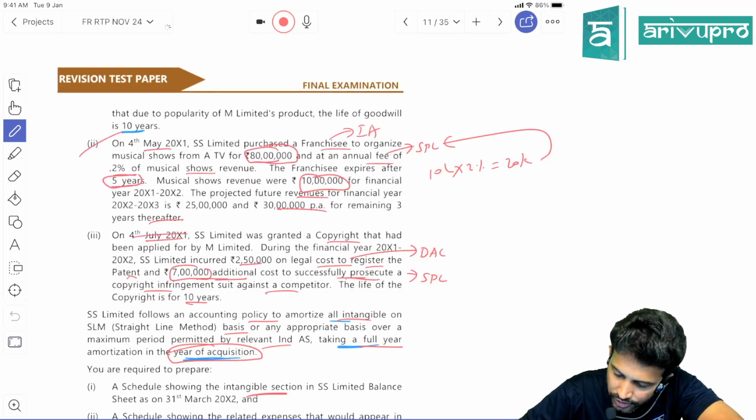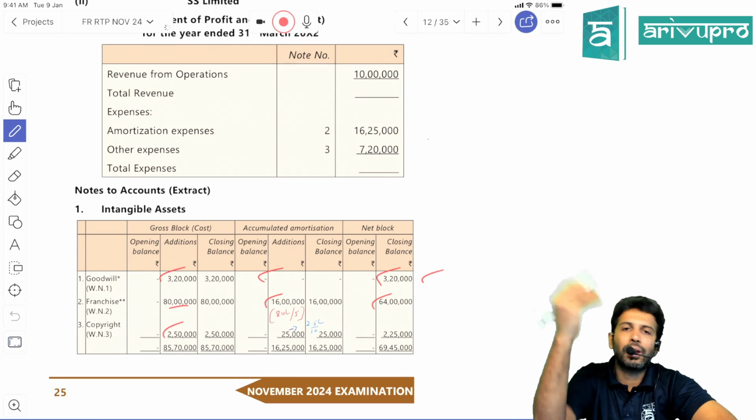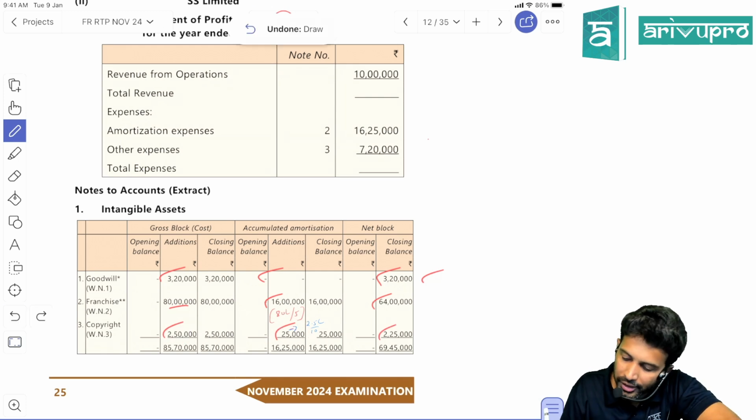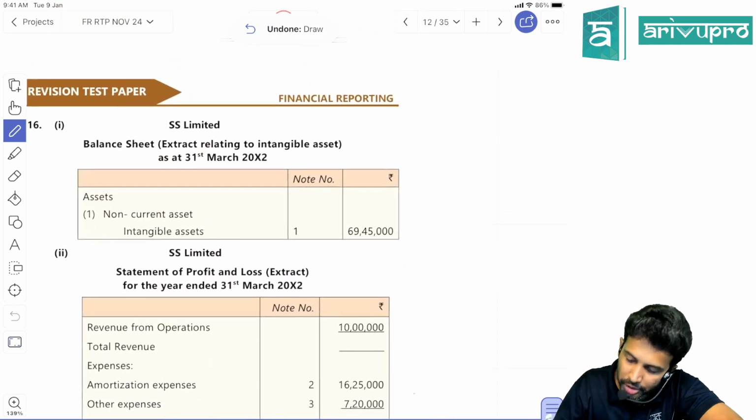Okay. For how many years is this copyright going to last? Life is 10 years. So this will be amortized over 10 years. 2,50,000 divided by 10 years if you calculate, you will get 25,000. And the closing balance will be 250 minus 25, which is 225. All these are total intangible assets, 69,45,000, which will be shown in your balance sheet.